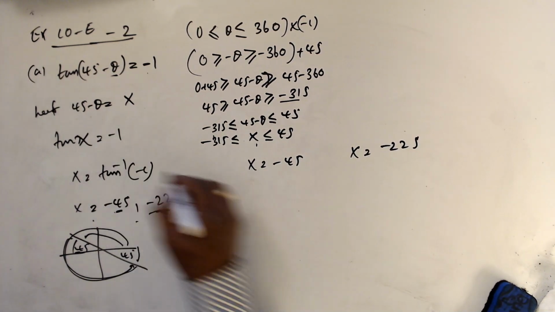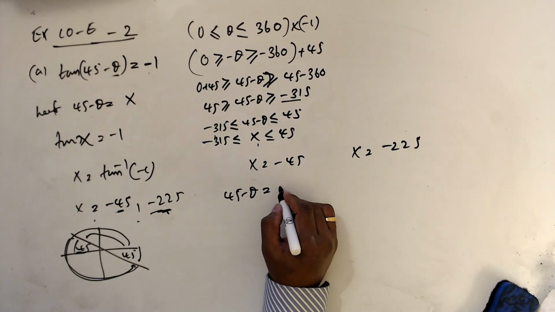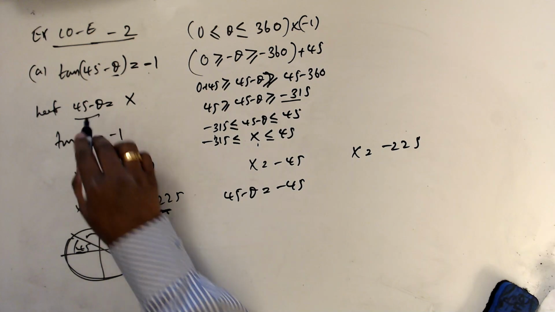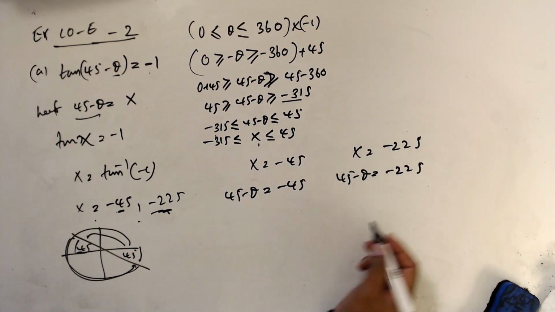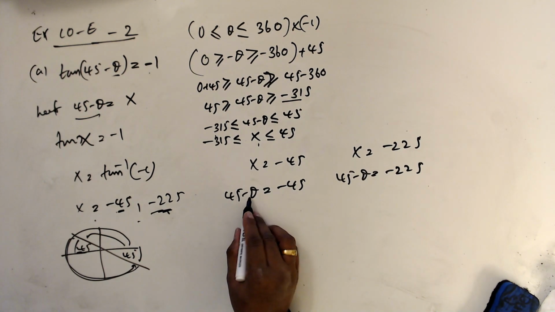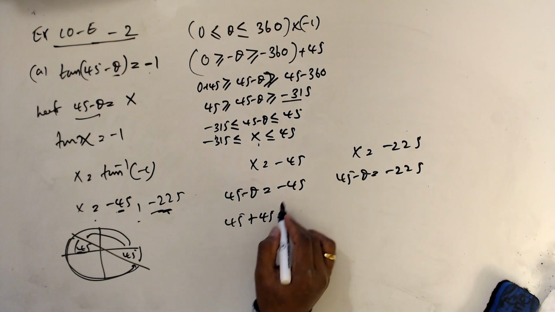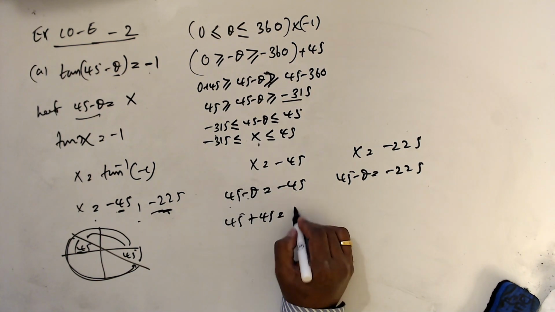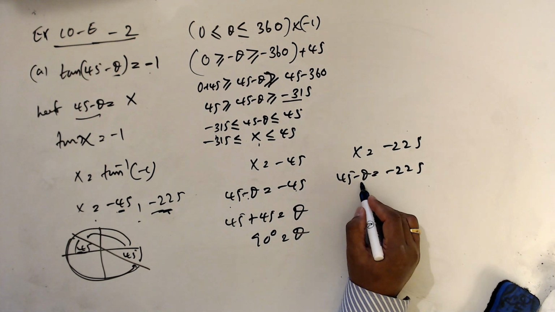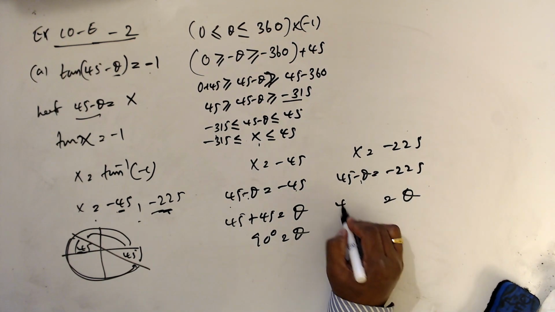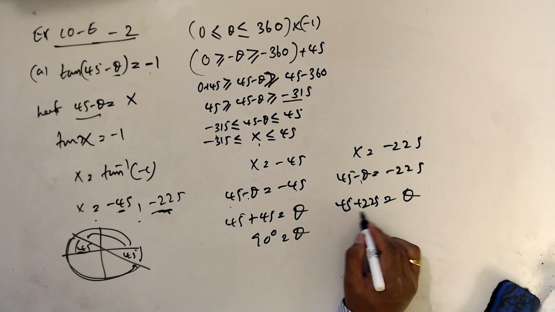But x is what? 45 minus theta equals minus 45. Again 45 minus theta equals minus 225. So then I want theta. So 45 plus 45, I'll bring to here and minus theta to the other side. Theta equals 90. So this is theta to the other side, 225 to this side. So this is going to be 270.